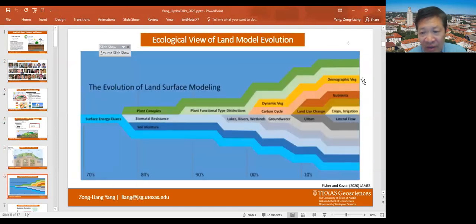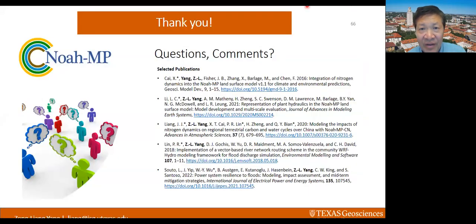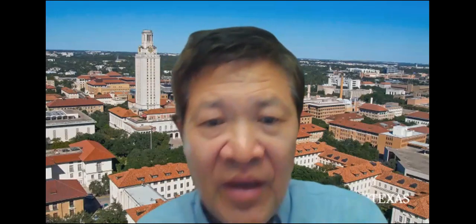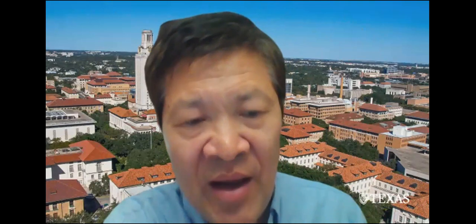So in this page, you see Fisher and Colvin 2020 GEMS. Sorry. So in that paper, they talk about ecological and biological representation of land surface, and I think that review article and the references cited in that article may help you get the answers to the questions you ask.